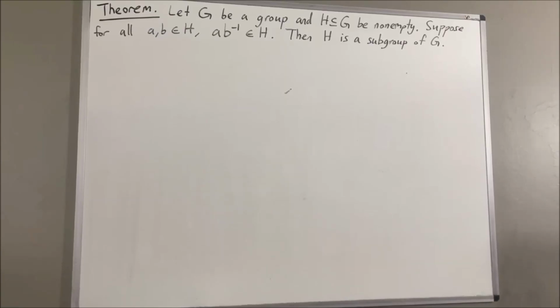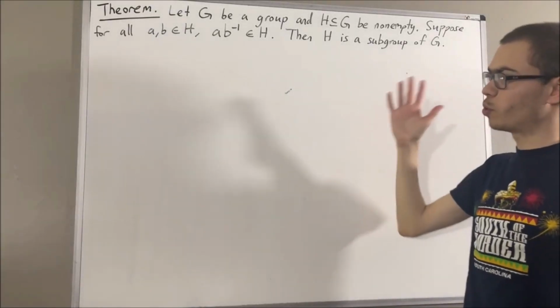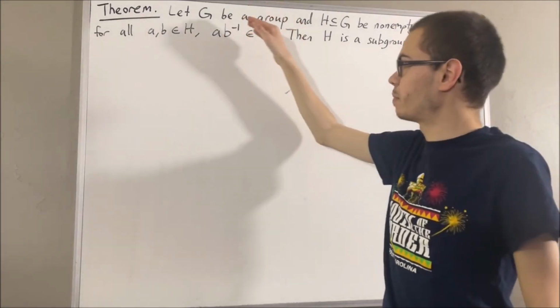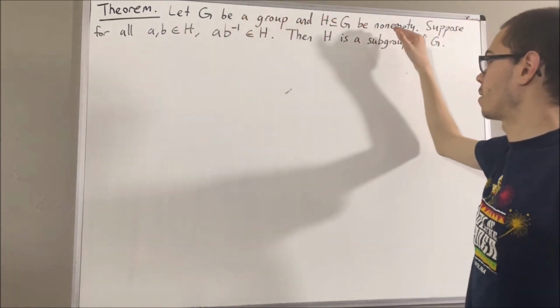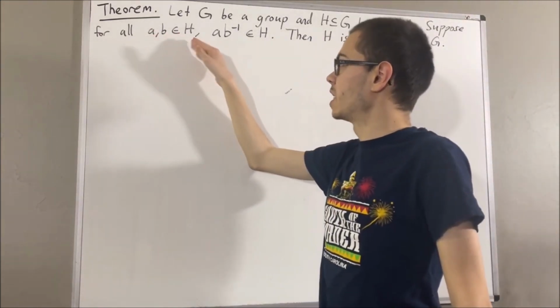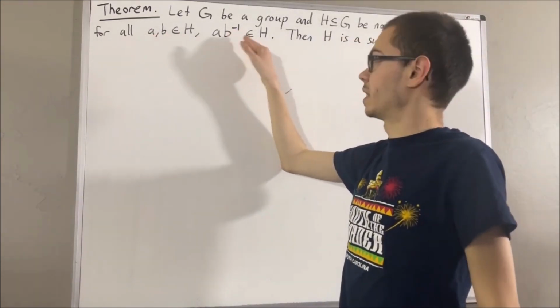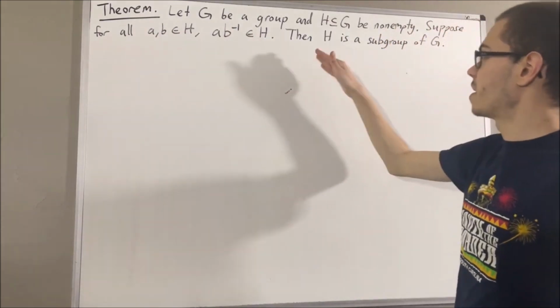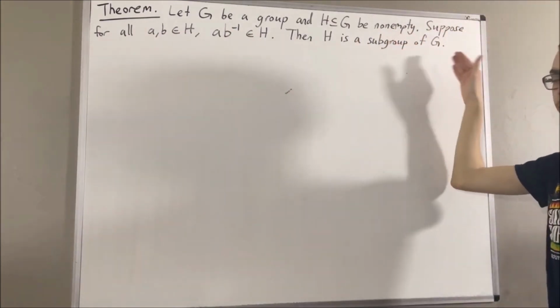Hello! In this video, we are going to prove the following theorem. Let G be a group and H be a non-empty subset of G. Suppose for all a and b in H, a times the inverse of b is in H. Then H is a subgroup of G.